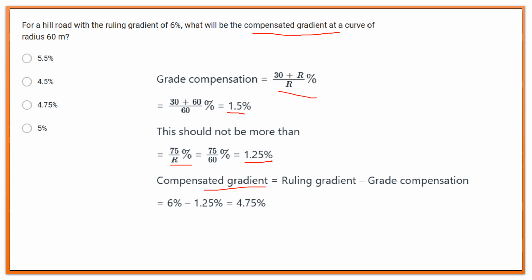The grade compensation formulas: the first formula is (30 + R) divided by R, and the second formula is 75 divided by R, where R is the radius. From the two formulas, whichever value is lesser, we take that value and subtract it from the ruling gradient, and we'll get the compensated gradient, which is equal to 4.75%. So here option three is correct, which is 4.75%.